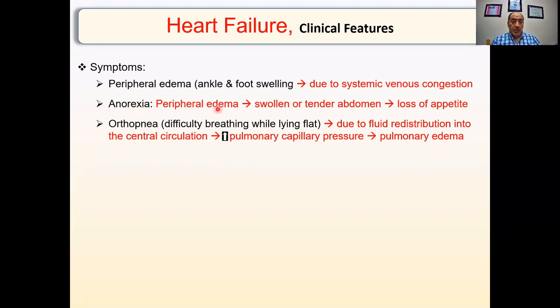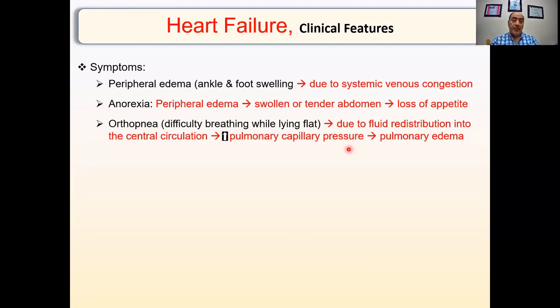Anorexia, because there is peripheral edema and a swollen or tender abdomen, so the patient doesn't like to eat, loss of appetite. Orthopnea: when you ask the patient to lie flat on the bed, the patient will have dyspnea, difficulty in breathing. Why? Because there is fluid redistribution to the central circulation, so the blood is around the heart and the lung. So there will be an increase in pulmonary capillary pressure and pulmonary edema.